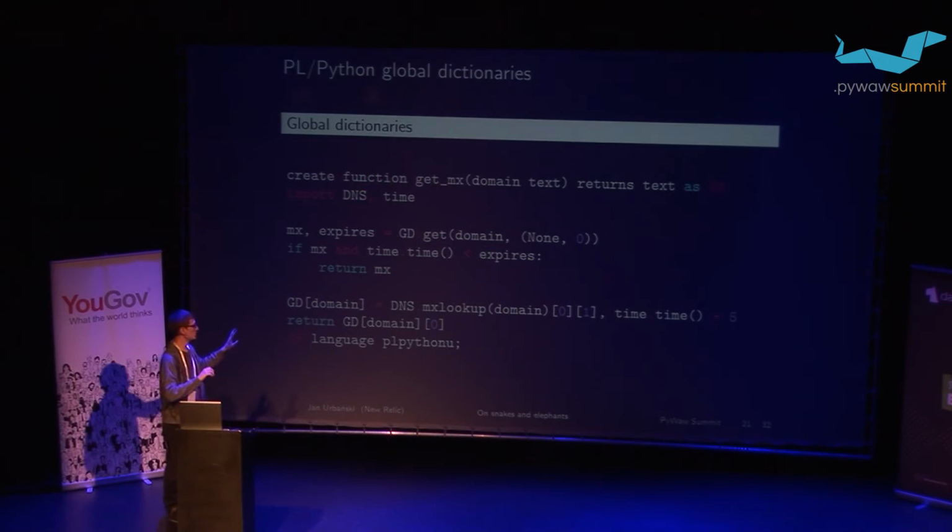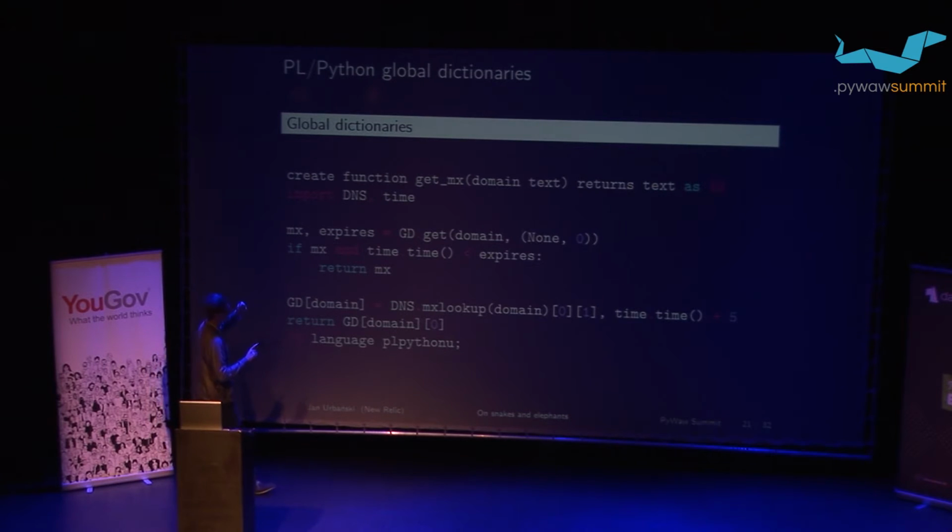Here I have an example of using caches. So as I said, you have some global dictionaries. The global dictionary is called GD, and this is just normal Python stuff. What I'm doing here is, for a domain that I'm passing to the function, I'm trying to get something from the cache. If I found it in the cache, I'm just returning it. And if not, I'm doing a DNS lookup, caching it, and returning.